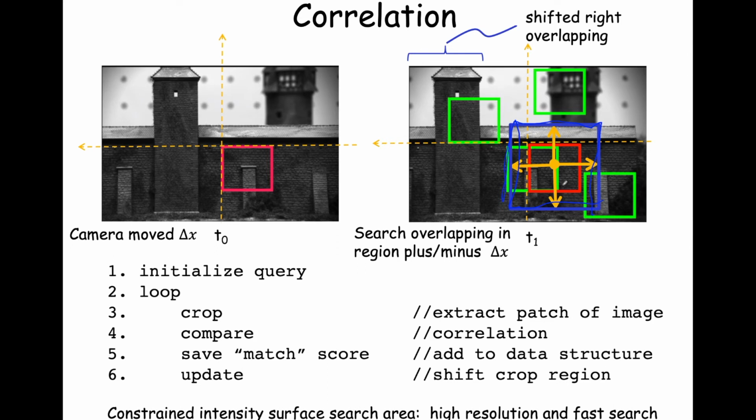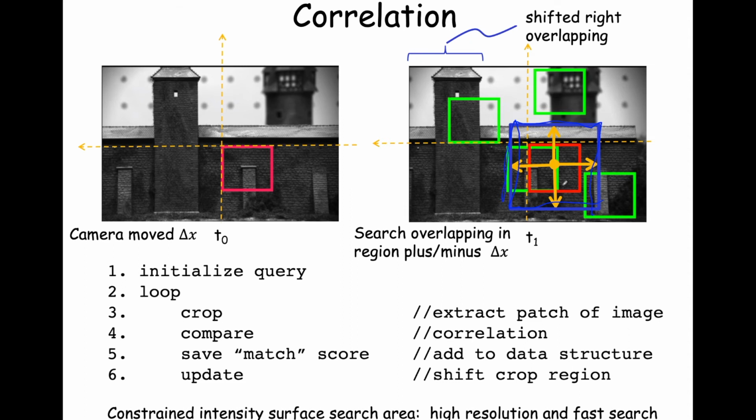And so what this does is constrain that particular region of the intensity surface area where we're going to do our search. This allows us to have fast search because we're searching fewer locations, but also high resolution search because we're searching by shifting one pixel at a time. Now, of course, this isn't a magic solution, because if that velocity is very large, that bounding box is going to be very, very large and degenerates into searching the entire window.